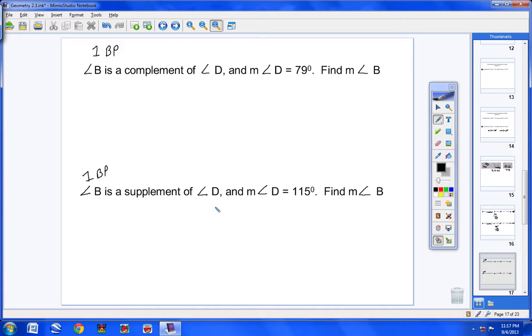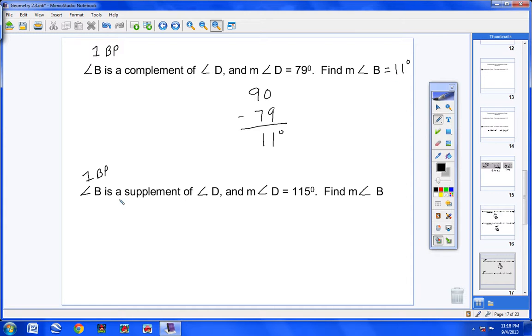Okay, hope you did well on these two problems. Angle B is a complement of D. That means we know B and D have to add up to 90 because of the word complement. So I'm going to take 90 degrees, and I'm going to subtract out 79 degrees. And that will give me 11 degrees. So I know the measure of angle B has to be 11 degrees. If you add 79 and 11, you would get 90.